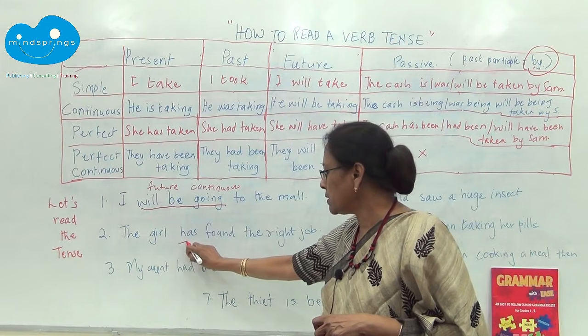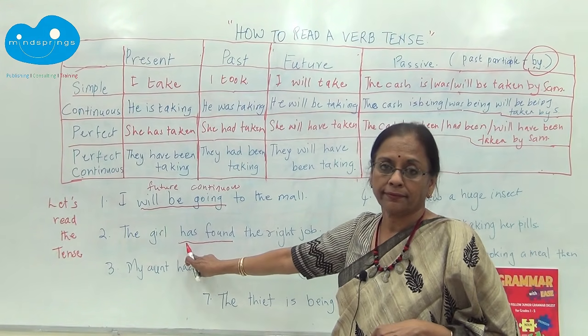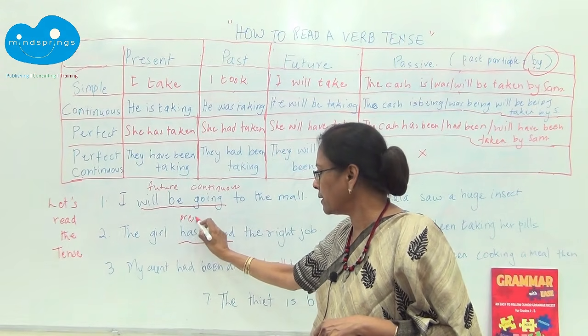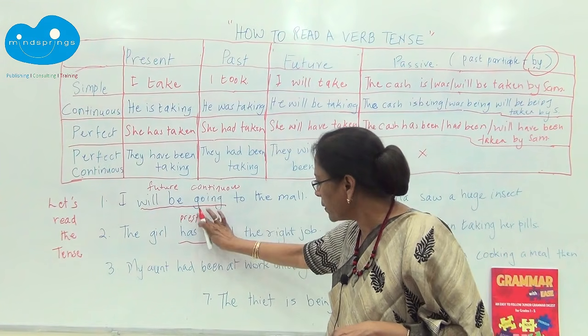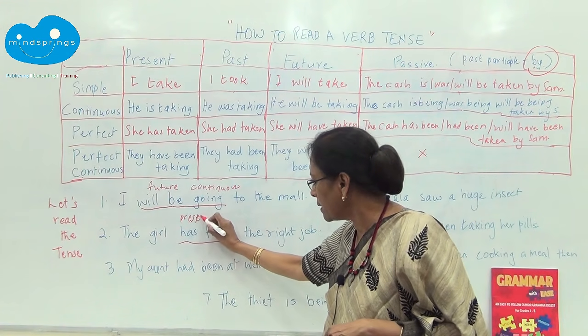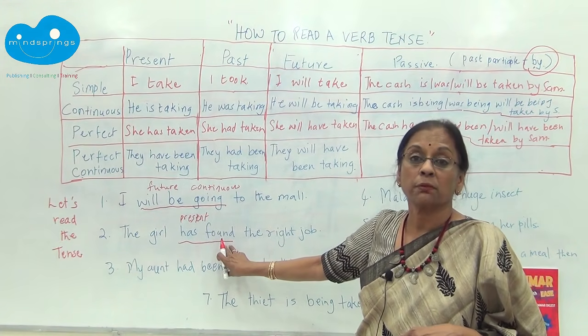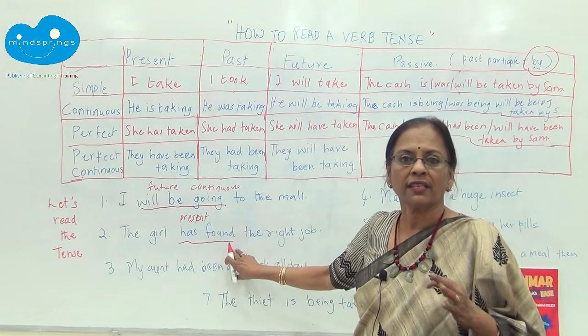Now here the verb is has found. What is has? Let's say it's present. Isn't it? Has is present. Have I written it correct? Present. What is found? Now you'll say it's past. No problem. You say present past. Now we can't say present past.